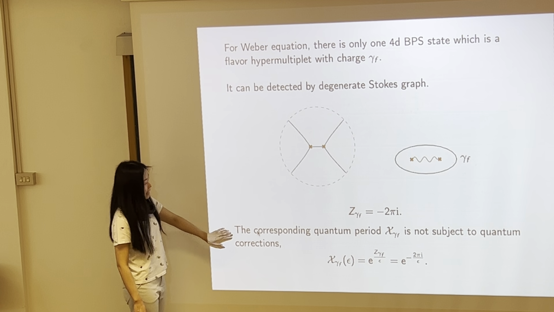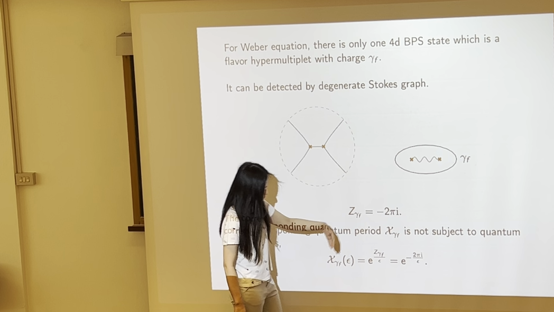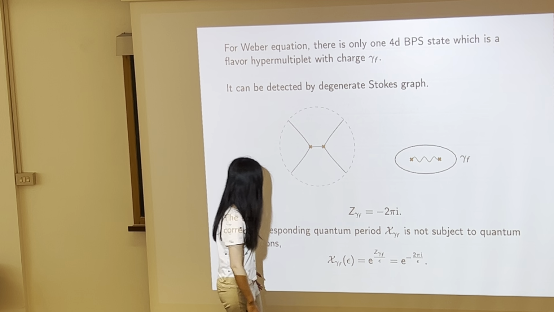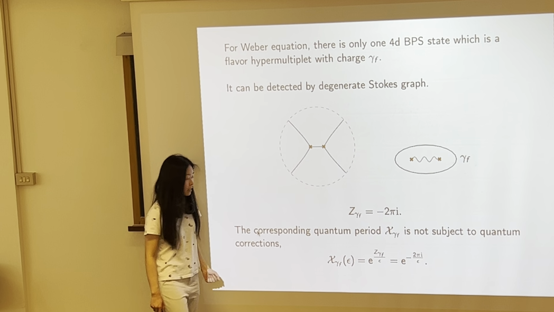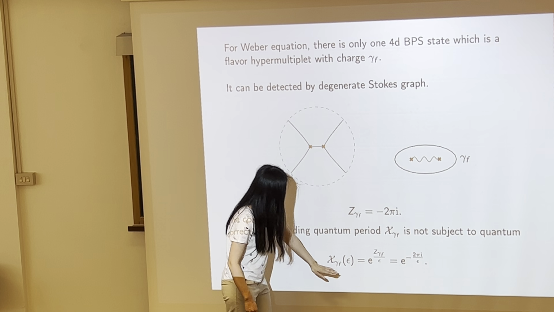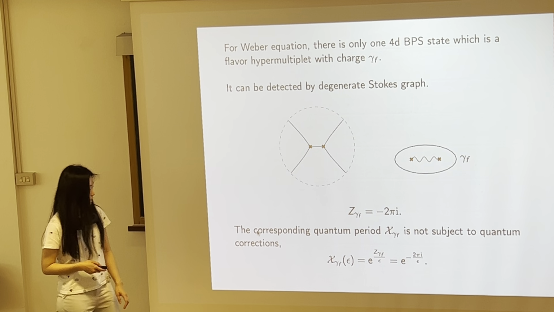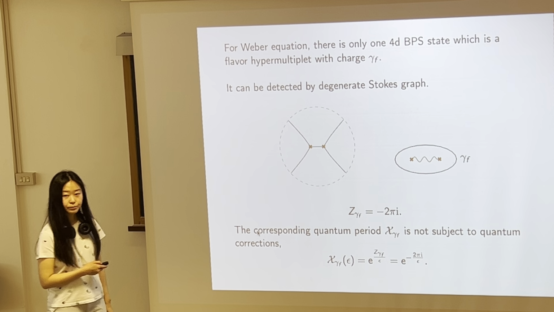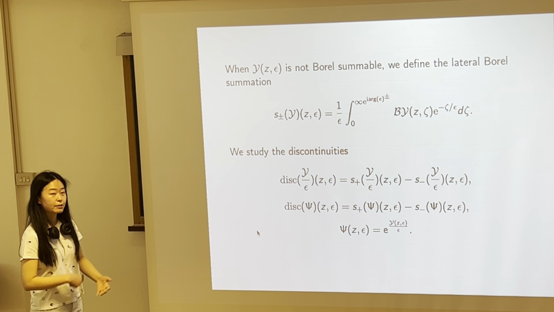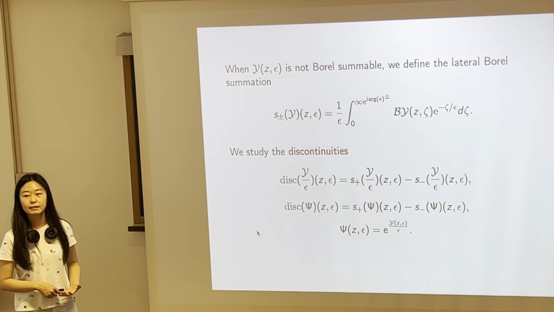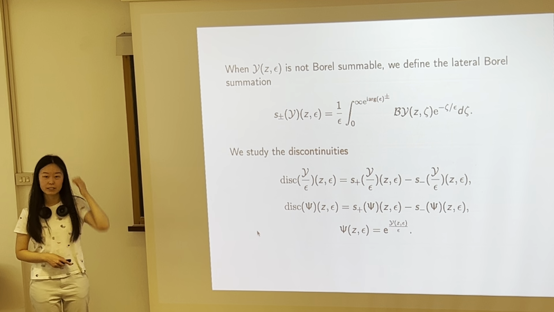And actually in this case, I want to mention that the quantum period is not subject to quantum corrections because basically sigma is a genus zero surface. And if you are familiar with this subject, it's just given by e to the gamma central charge over epsilon. Okay. So here I just described the positions of the singularities, and now I'm going to discuss the maybe more interesting discontinuities corresponding to them.